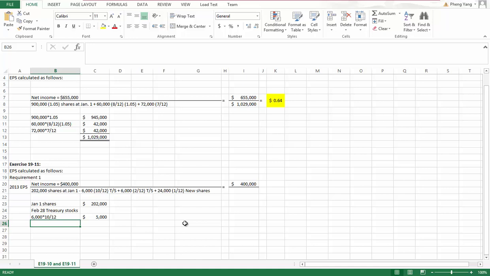And then the third is our October 31st treasury stock, where we sold it. So it'd be 6,000 shares times 2 months over 12. It was only outstanding for 2 months. Okay. Then last but not least, we have our 24,000 shares that were issued in November, which is only for 1 month. Okay.